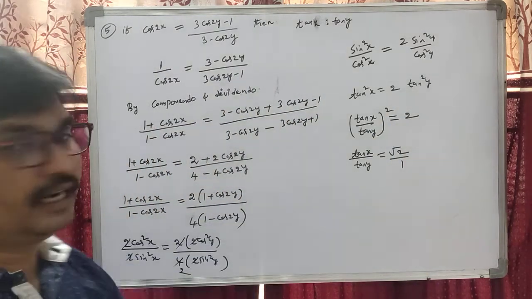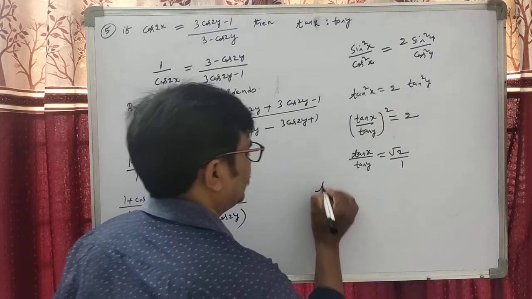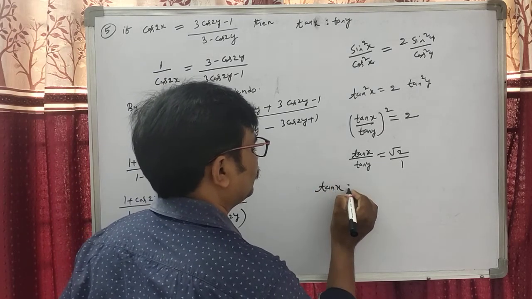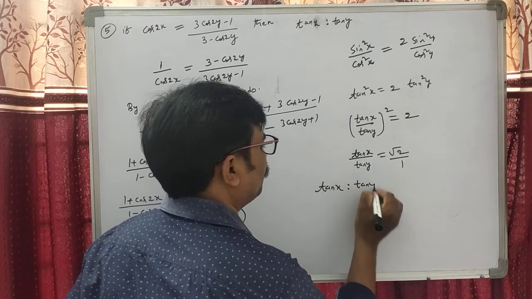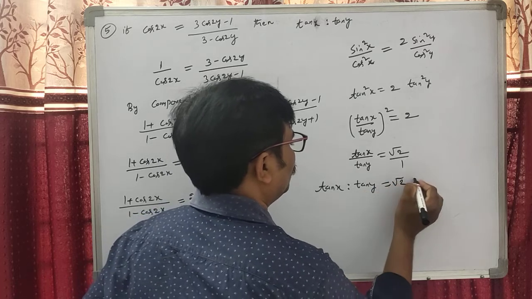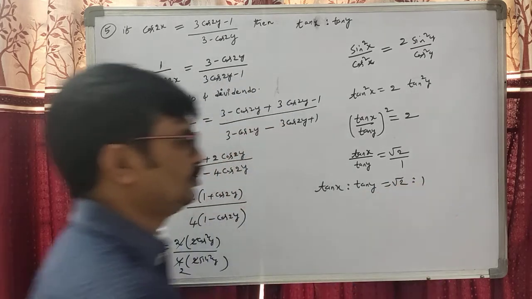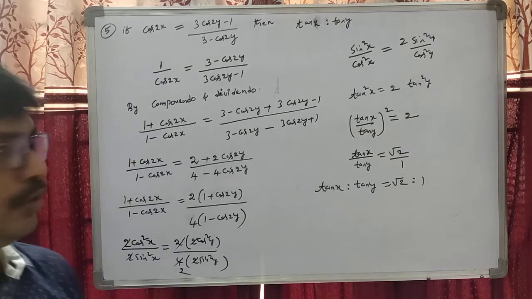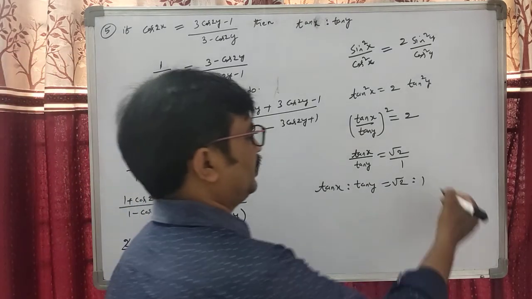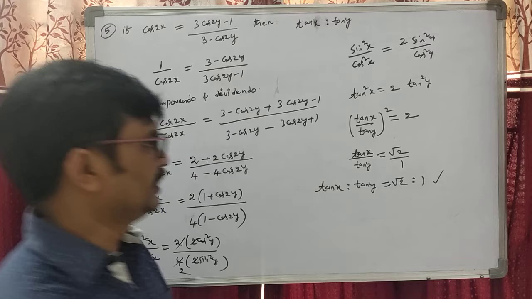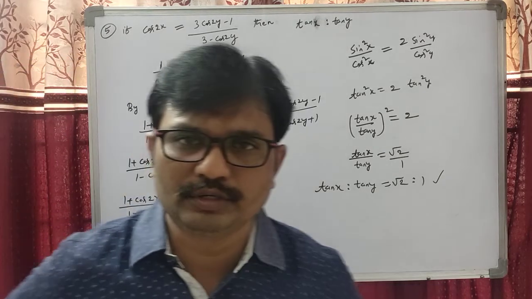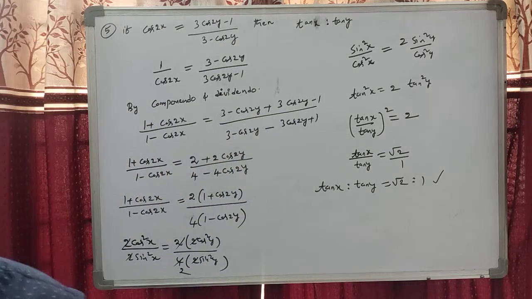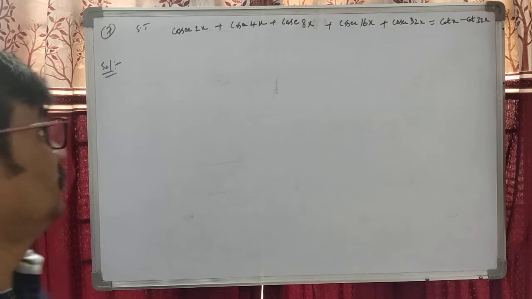Now students, we can take the ratio, that is tan of x is to tan of y equal to root 2 is to 1. Write down, students: tan x is to tan y is root of 2 is to 1. Okay students, now the next one.